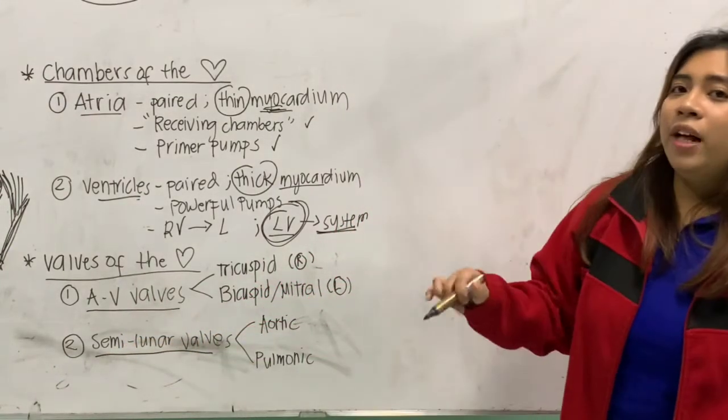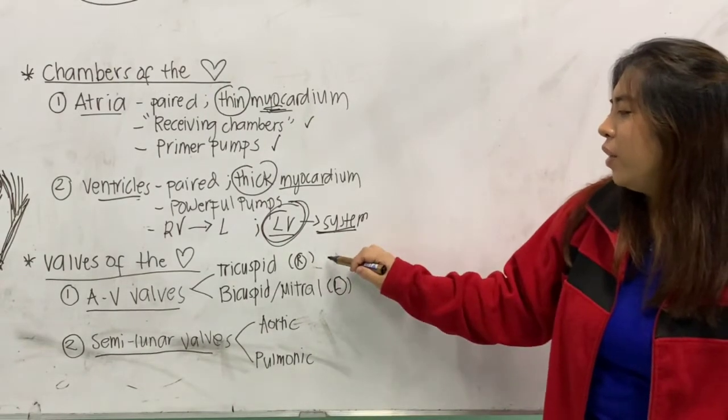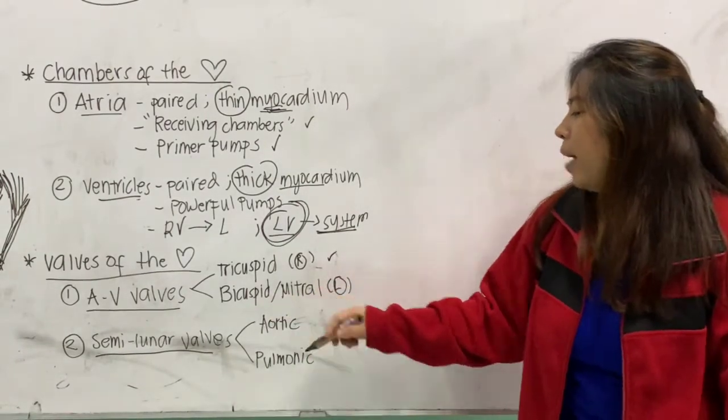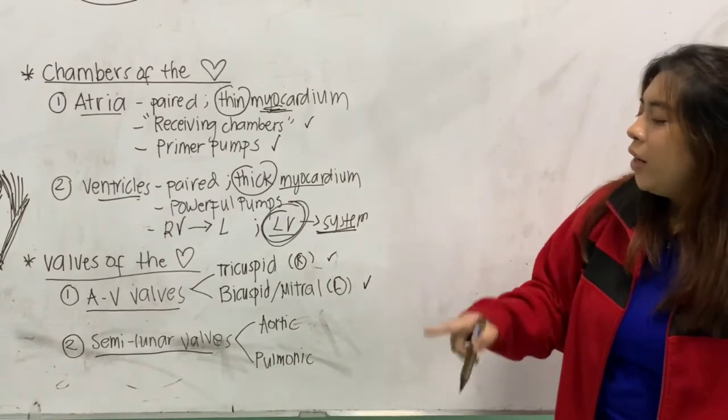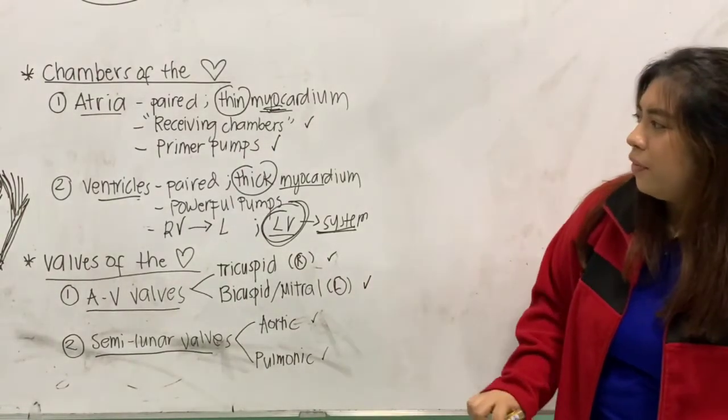So for the AV valves, you have your tricuspid, found on the right, and you have your bicuspid or mitral, found on the left. For your semilunar valves, you have your aortic and your pulmonic valve.